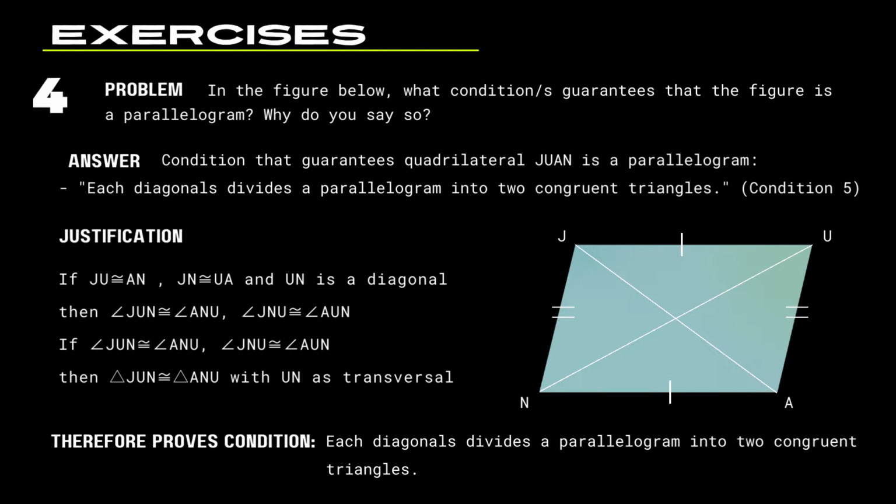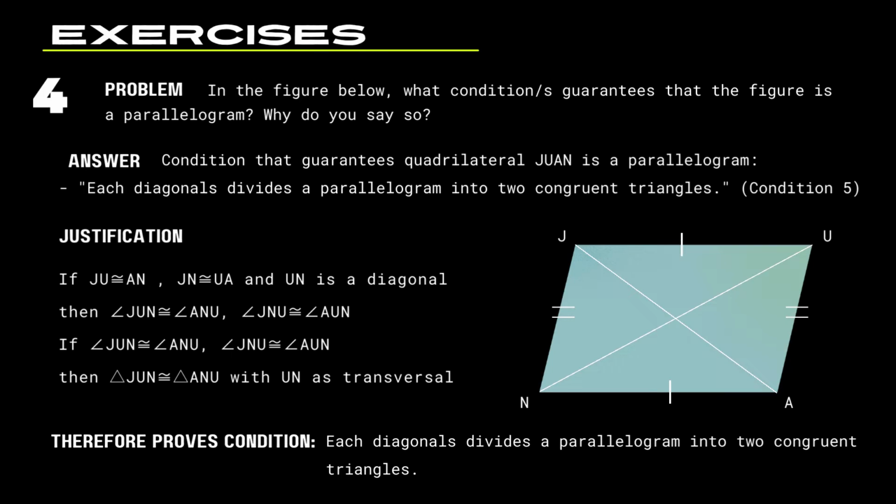Okay, next. For problem 4, we are to identify a condition or more that guarantee the given figure is a parallelogram, then justify it. Okay. To answer, we first should analyze. Given JU is congruent to AN and JN is congruent to UA, and JA and UN are its diagonals, then angle JUN is congruent to angle ANU, and angle JNU is congruent to angle AUN.